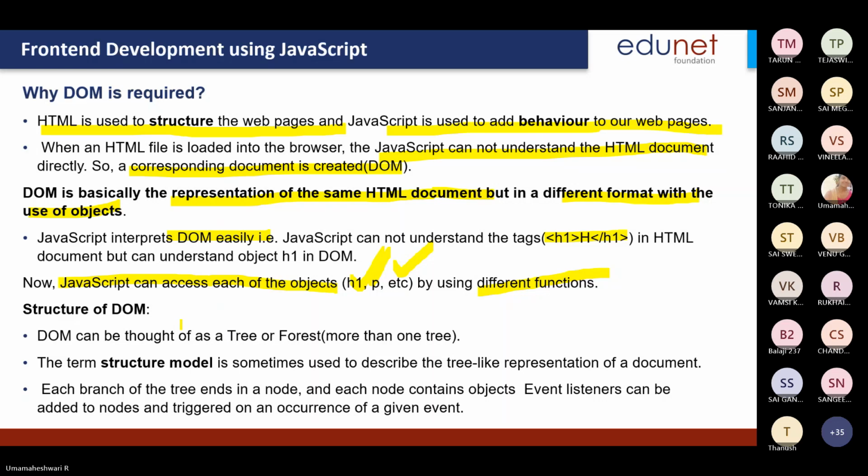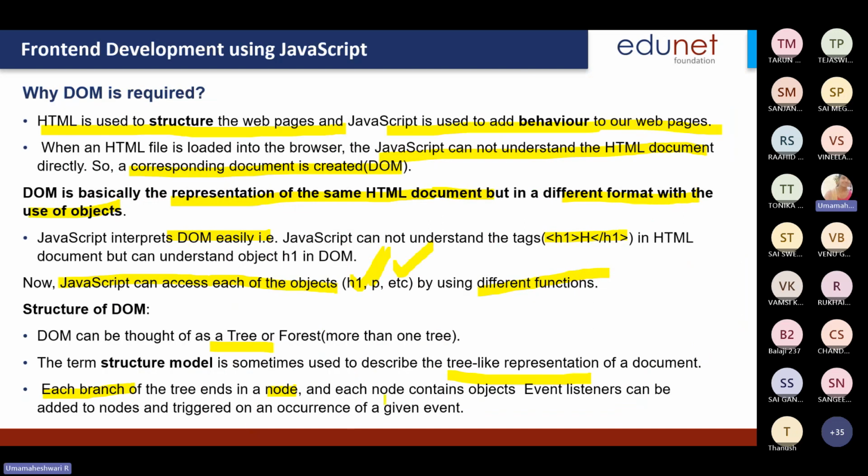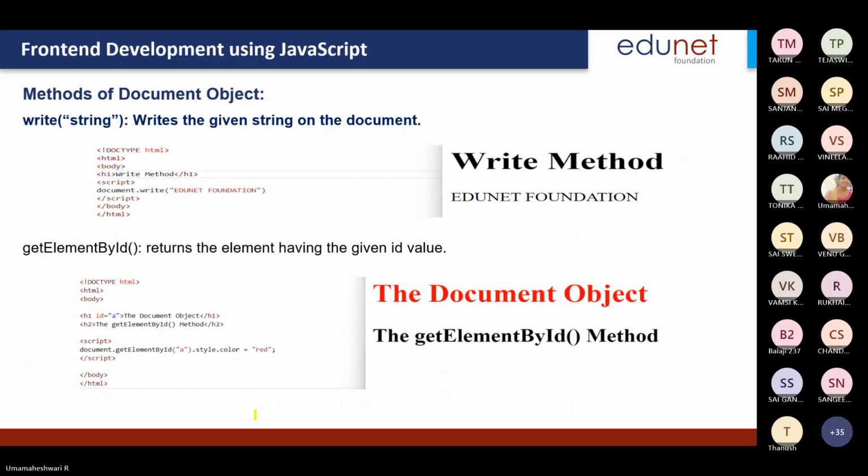This is actually in a tree format. It is a tree-like representation, and each branch of the tree ends in a node. Everything ends with a node, and each node contains objects. Event listeners can be added to the nodes and triggered on the occurrence of an event. So now these are the methods of the document object.